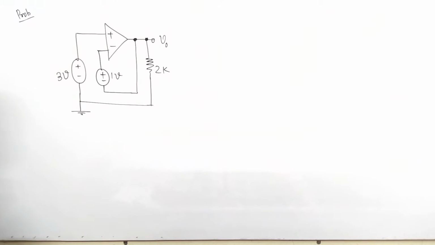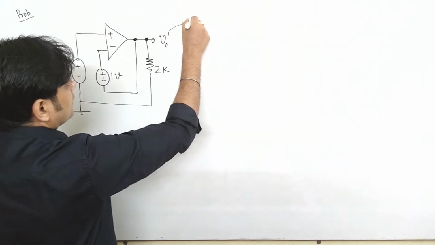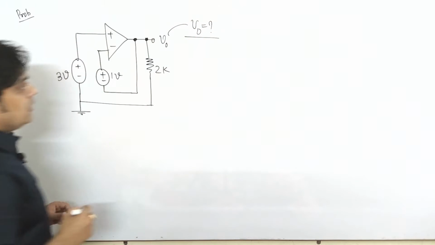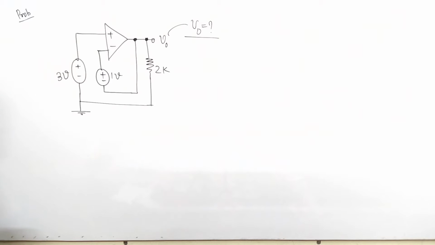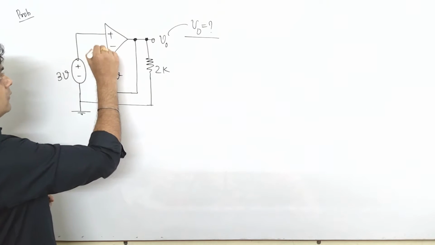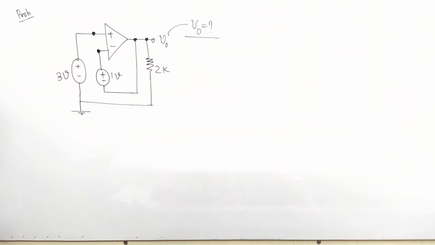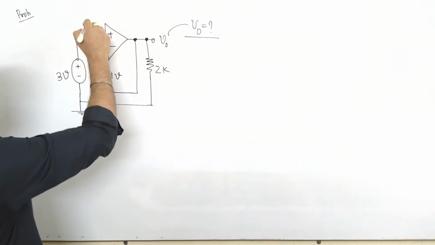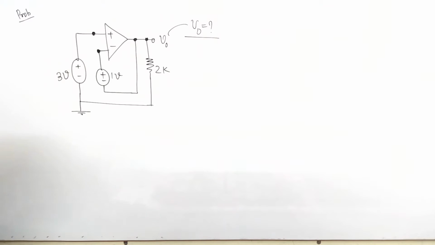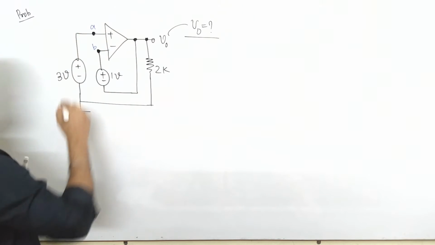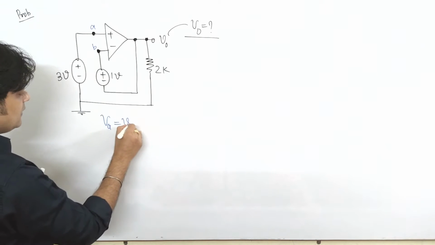Now friends, this is your next problem. In this problem again you have to find the value of V0. Now this is one important problem. Here you have to understand the concept and how we are going to solve this network. Now please keep in mind, as per our concept of virtual ground, if this is A and this is B, then VA and VB are equal.